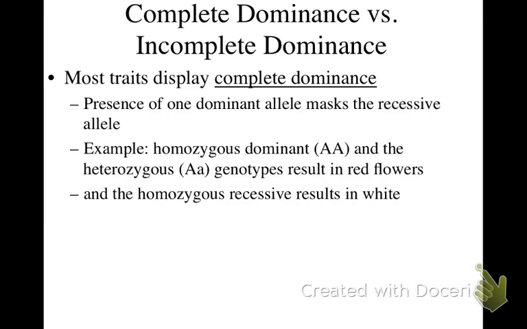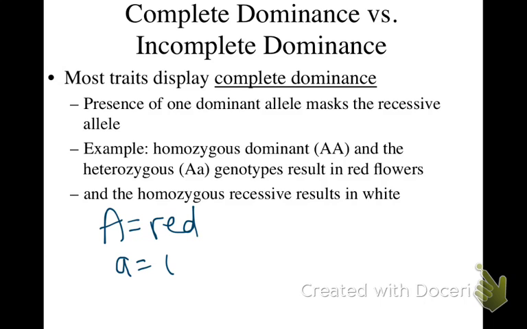So complete dominance is what we've been doing for the previous part of the period and all day yesterday. It means that it's the law of dominance. That dominant allele will mask the recessive allele. The example that we've seen in the P's of Mendel was the flower color. So that big A would equal red.